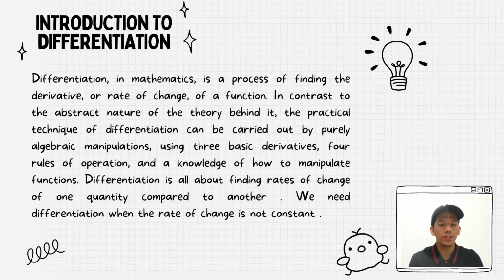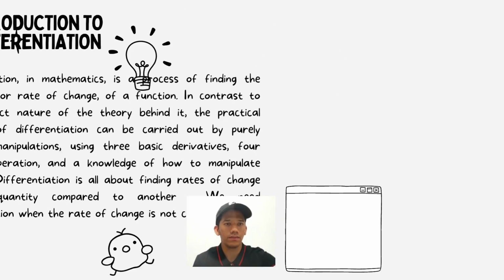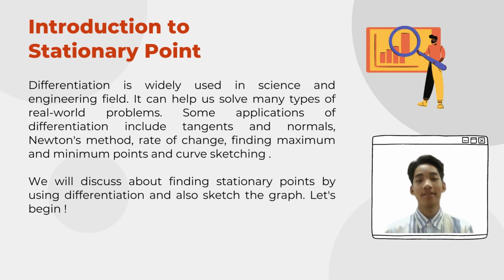Differentiation is all about finding the rate of change of one quantity compared to another. We need differentiation when the rate of change is not constant. Introduction to stationary points. Differentiation is widely used in science and engineering fields. It can help us solve many types of real-world problems.